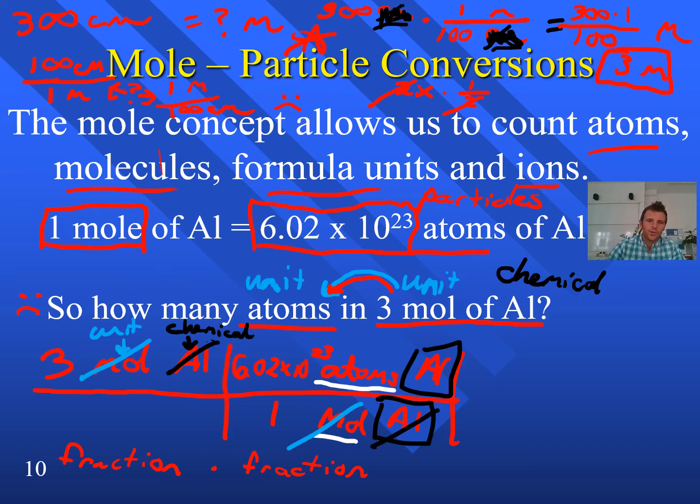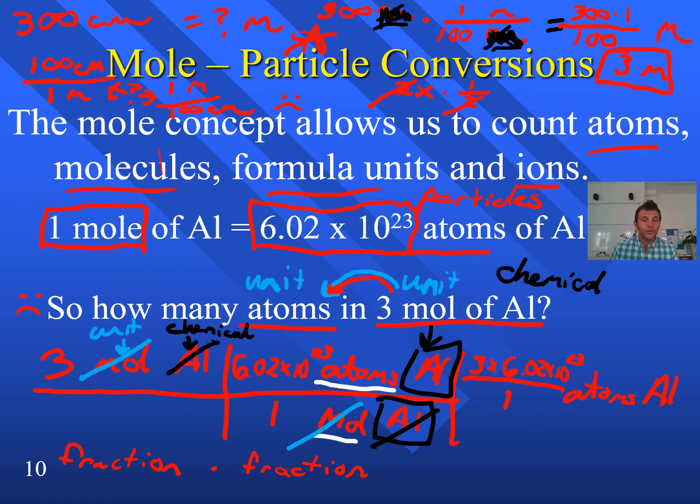But since it's also on the top here, it's going to carry over into the answer. So my answer is going to have whatever the number is, but the unit is going to be atoms, and the chemical is going to be aluminum. So then I just do 3 times 6.02 times 10 to the 23rd divided by 1. You can just take your calculator and bang all of this in there.